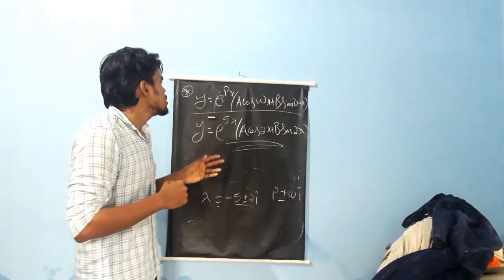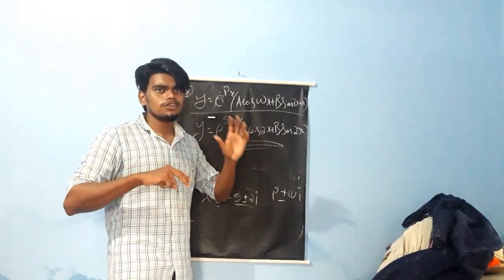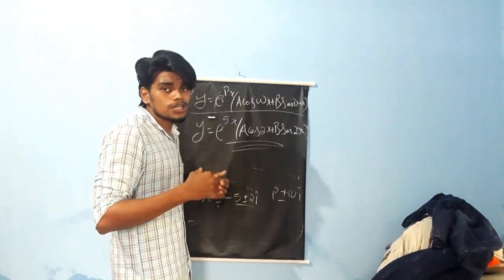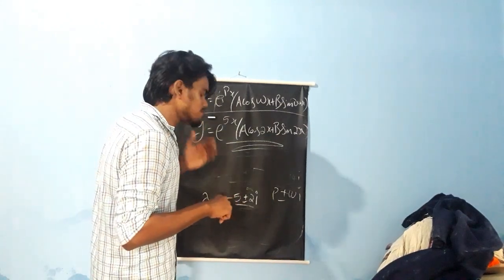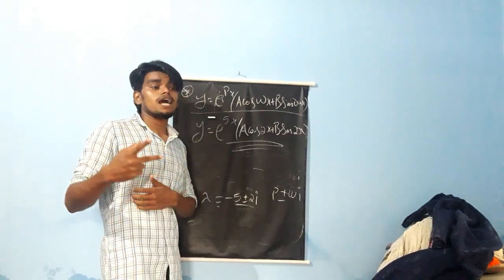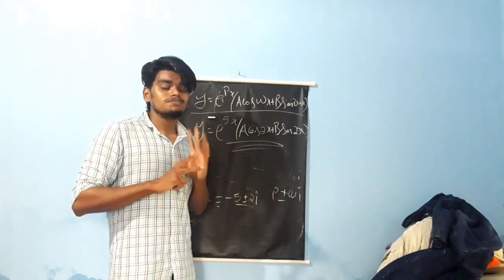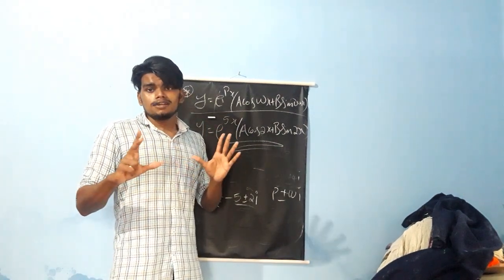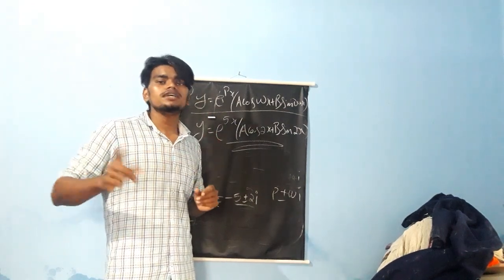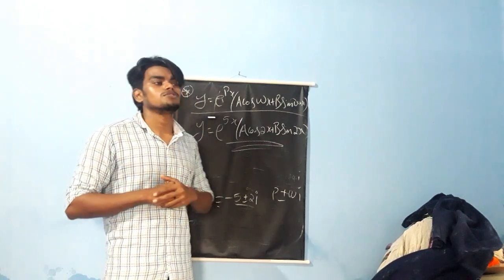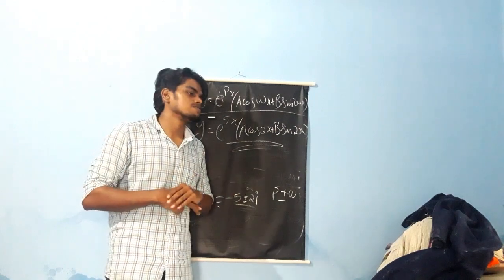So when we have distinct real roots, that means the value of a square minus 4b is greater than 0, we have the general solution for the equation y is equal to c1 e raised to lambda 1 x plus c2 e raised to lambda 2 x. And when we have a double root, which means the a square minus 4b term becomes 0, we have the general solution equation as y is equal to c1 x plus c2 e raised to lambda x, where there is only one lambda. So these are the 3 types of general solution for differential equations with constant coefficients.